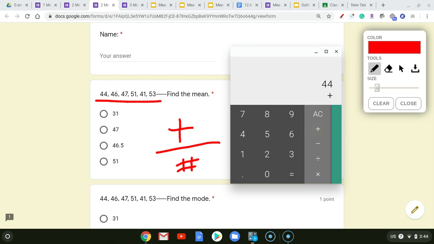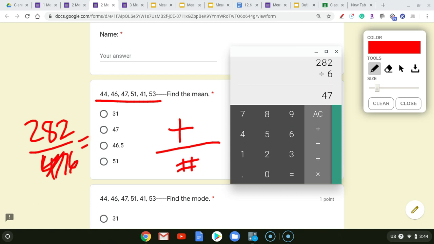So let's add them up first. 44 plus 46 plus 47 plus 51 plus 41 plus 53 gives us 282. And then let's divide that by, we said there were 6, right? Oh, I added 6. Go back. Divide by 6, and that gives us 47 for the mean.